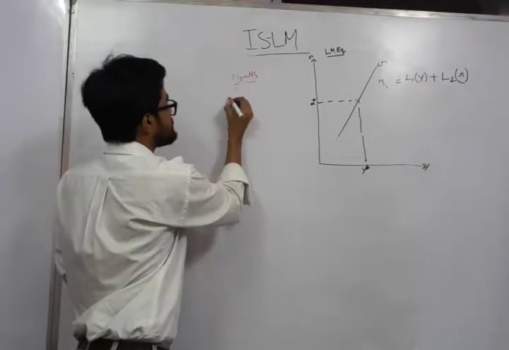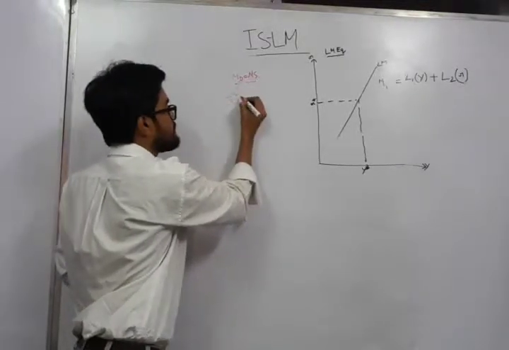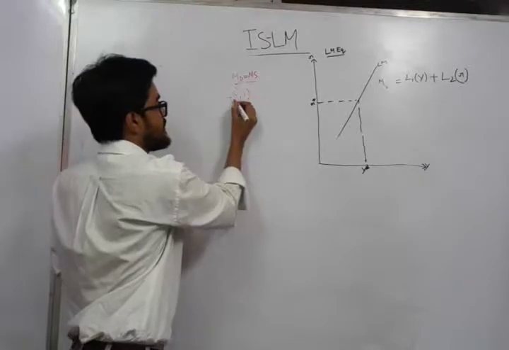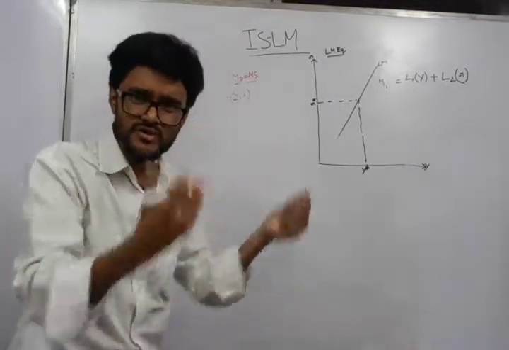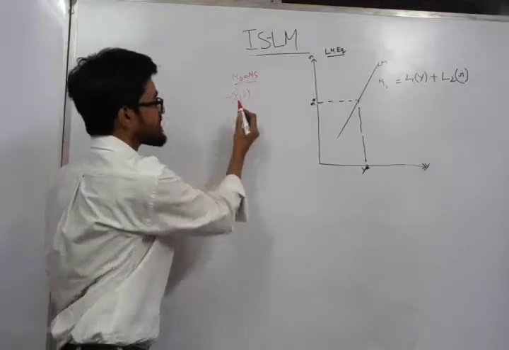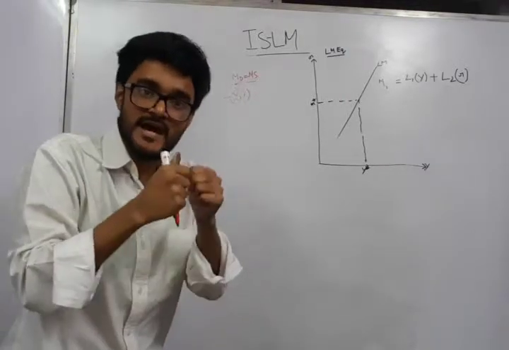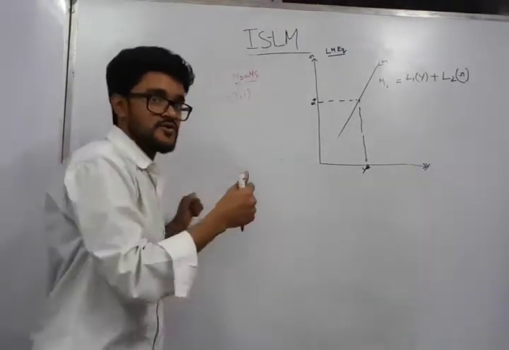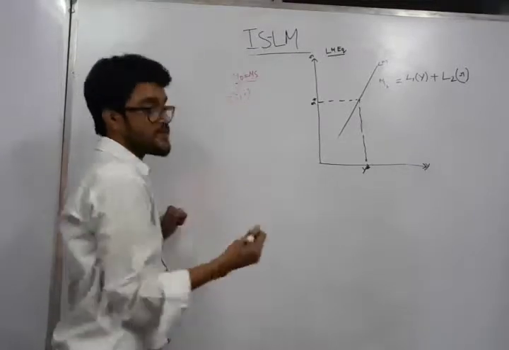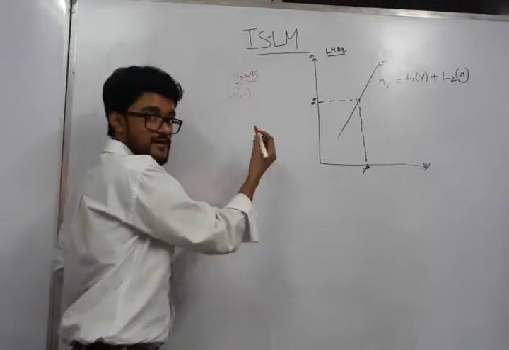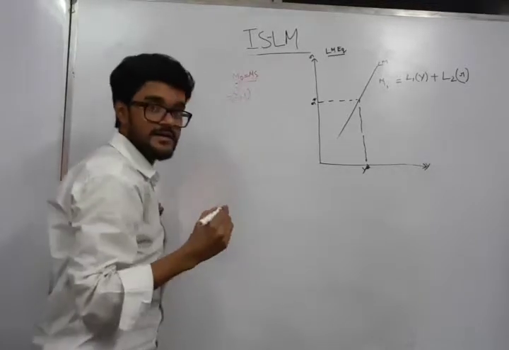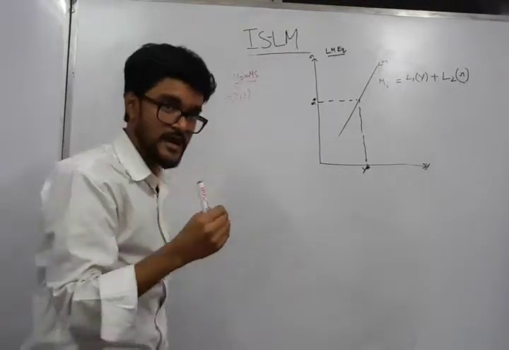We say the demand for money depends on income and interest rate. Income is what? When you earn more, you have more money to consume. So your transaction demand increases as your income increases. So demand for money also increases when your income increases. And when it comes to I, what is I? I is interest rate.